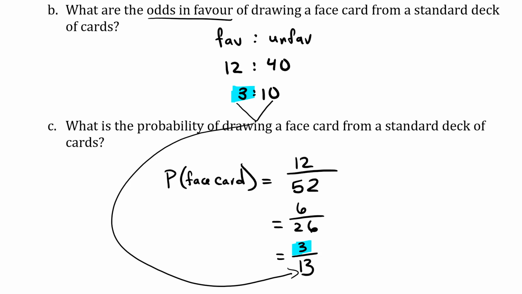So with this, let's just talk about the difference here. What the odds are saying is that for every 3 face cards, there are 10 non-face cards. Or if we want to say, for every 12 face cards, there are 40 non-face cards. It's just a multiple. Whereas the probability says 3 out of 13 cards are face cards. Or if we want to go right to the source, 12 cards out of 52 are face cards.